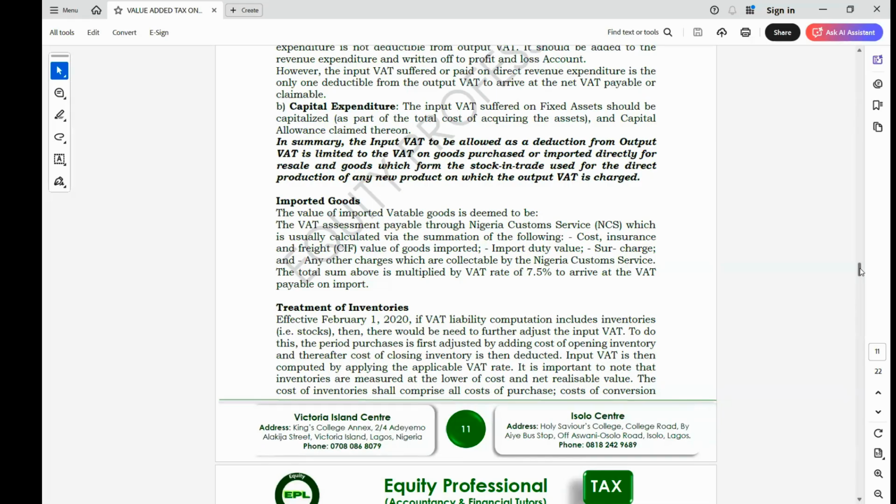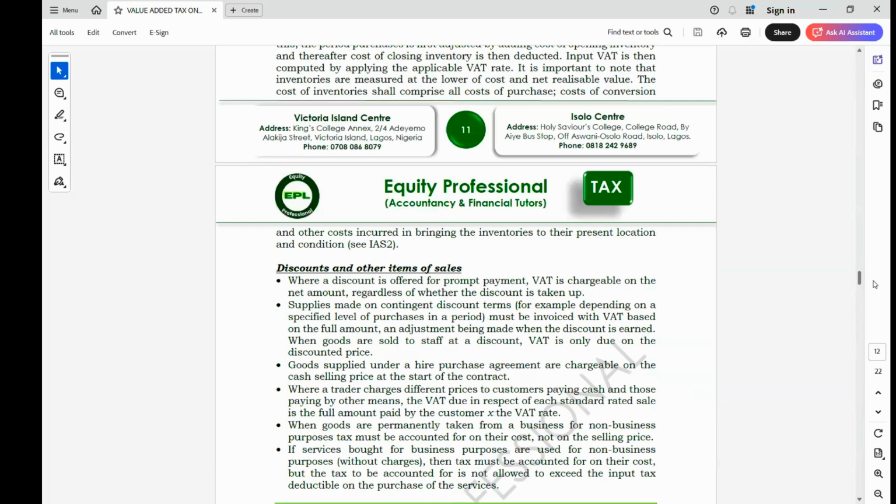When you are given the purchases to be VAT exclusive, the figures for opening and closing inventory must also be VAT exclusive. So all those items must be adjusted accordingly.